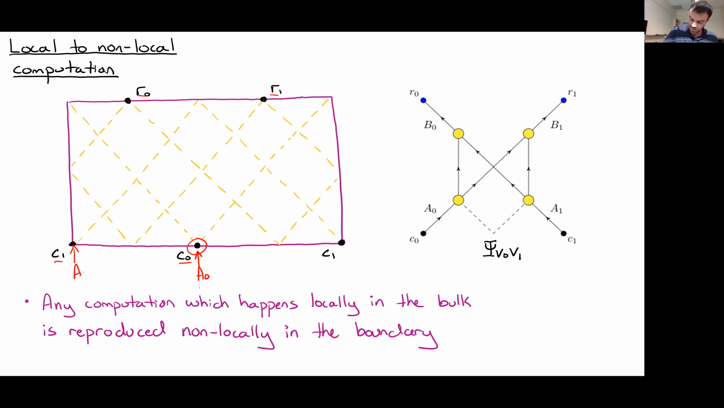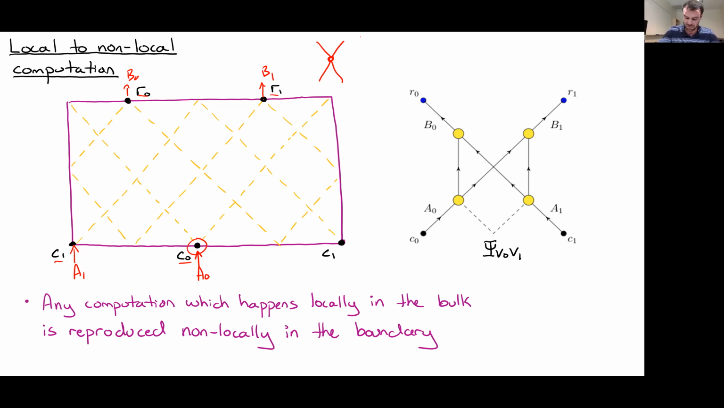Okay, good. So we have A0 and A1, B0 and B1, and the same overall transformation from inputs to outputs will happen in the boundary picture as happens in the bulk picture. What's different though is how it happens. In the bulk picture, we had this schematic where things come together. But that's not the picture of how things happen in the boundary.